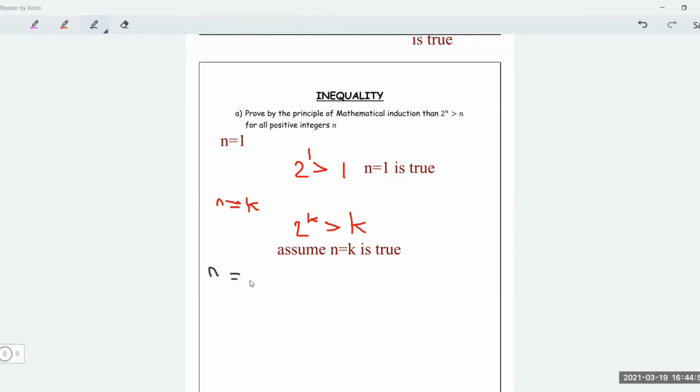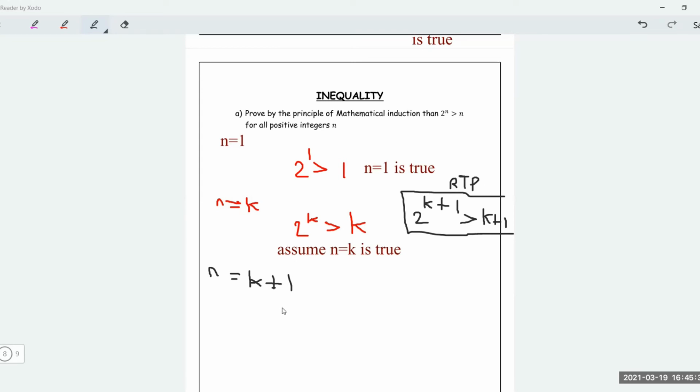So for n equal k plus 1, let's see what is going to happen. First thing, write down what we are trying to prove. We want to prove now that 2 to the, replace n with k plus 1, 2 to the k plus 1 is greater than k plus 1. This is what we want to prove. RTP, required to prove. We are required to prove this.